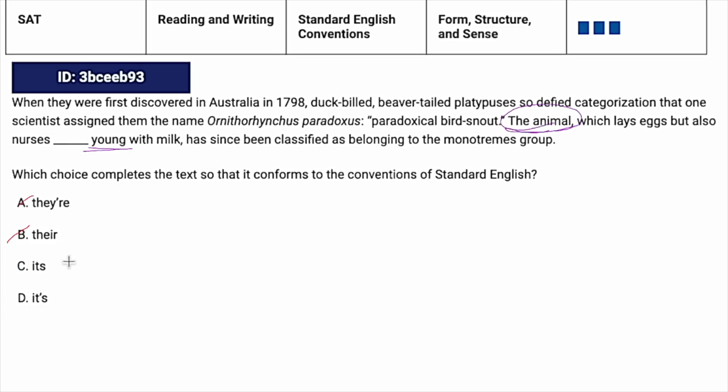And the simple rule to remember with there, it's, and whose is that the apostrophe is going to go to the contraction. A contraction being when you combine two words together. So choice D, for example, is the contraction it is. And we do not want to say, but also nurses it is young with milk. That doesn't make sense, right? Its with no apostrophe is actually our possessive its. So our answer here is C.